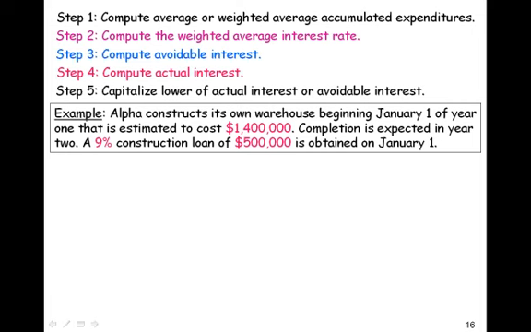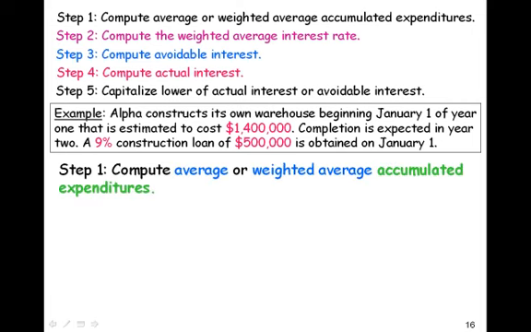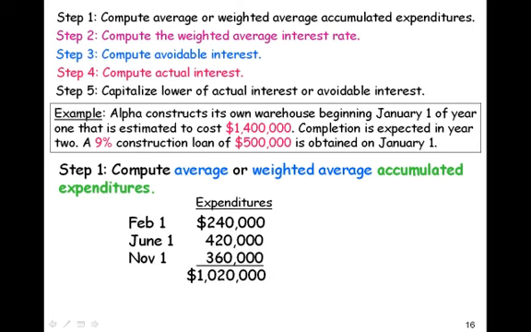There are also 2 other loans outstanding for other purposes that will be identified later in this example. In step 1, we compute the average or weighted average accumulated expenditures. To do this, we'll add the following new facts to the example. There are 3 expenditures made during the year, on February 1st, June 1st, and November 1st.